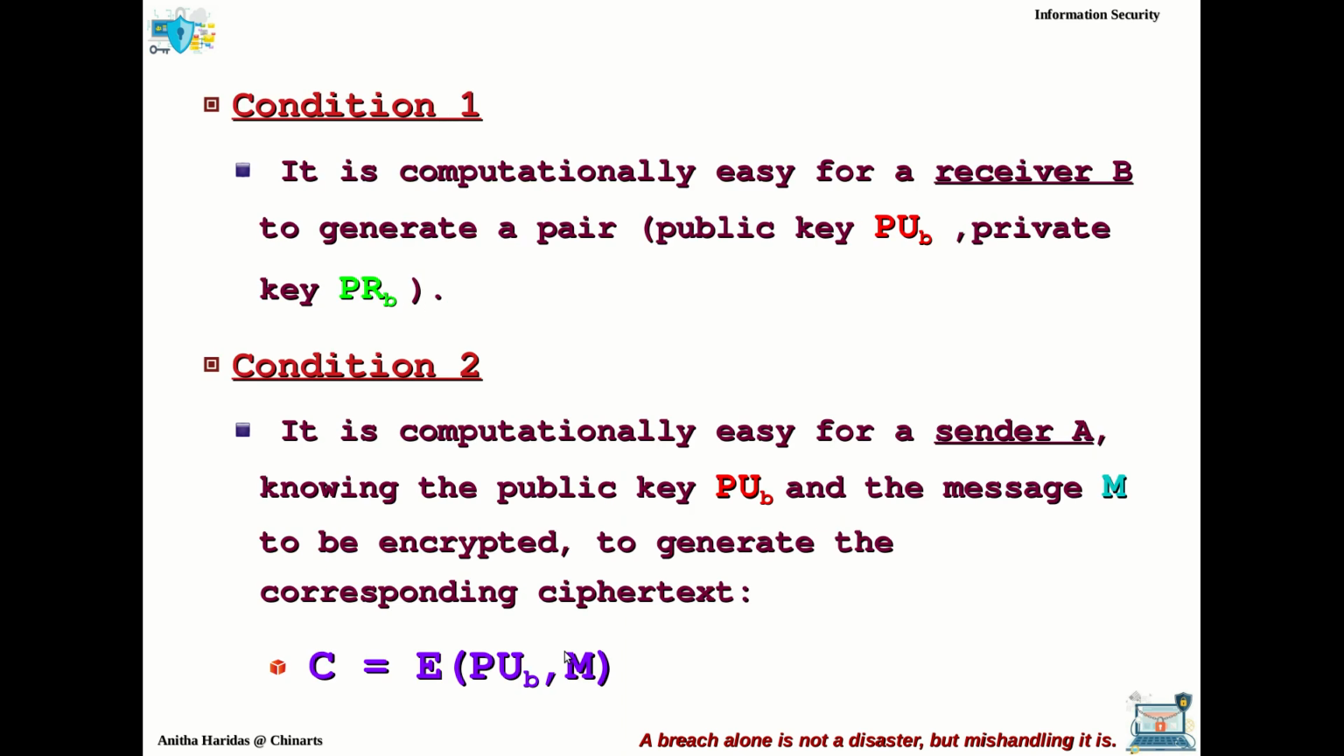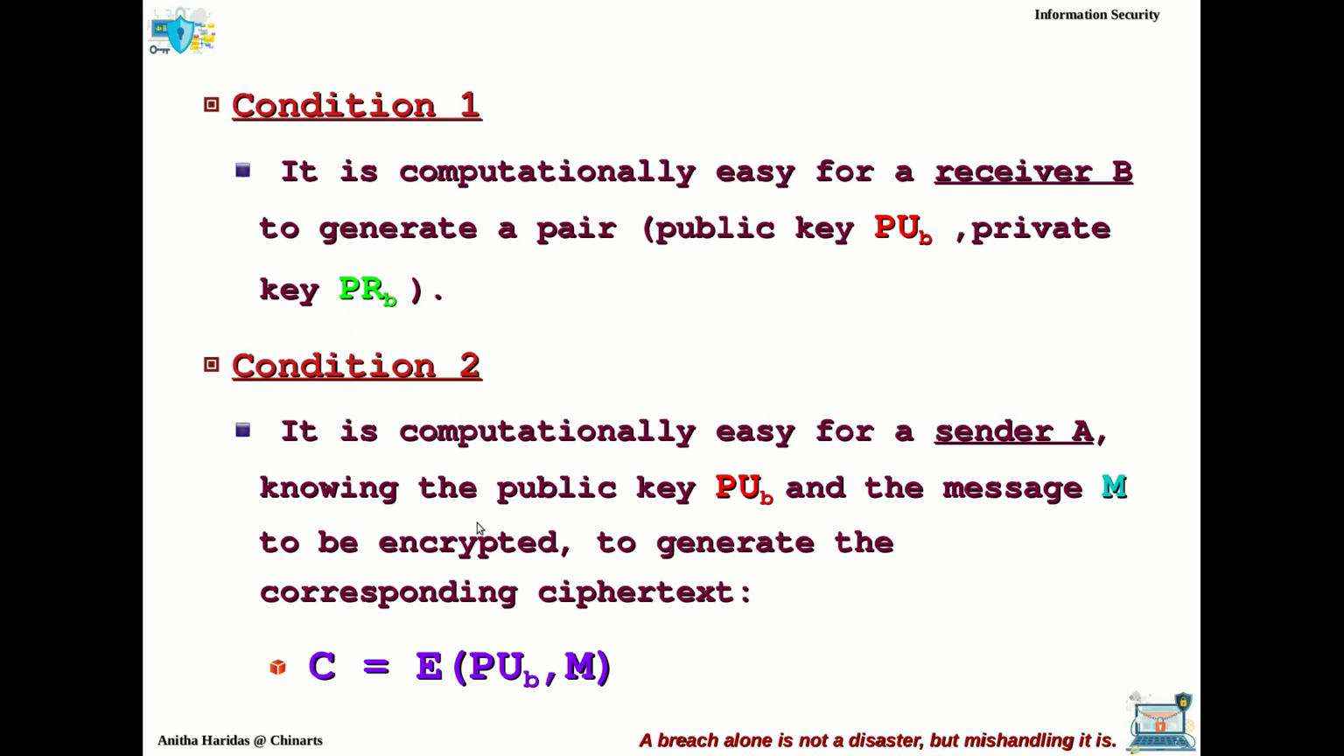The first condition is it is computationally easy for a receiver to generate a pair, public and private key. So whoever wants to generate a pair of keys, it must be computationally easy for them to generate a public and a private key. This must be the first condition for the algorithm, right? You must easily generate a pair of keys.